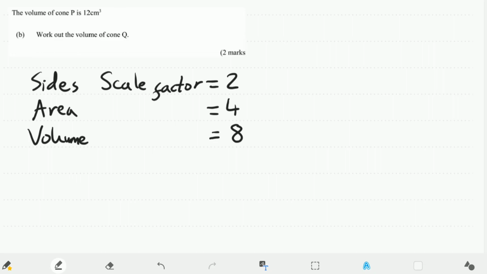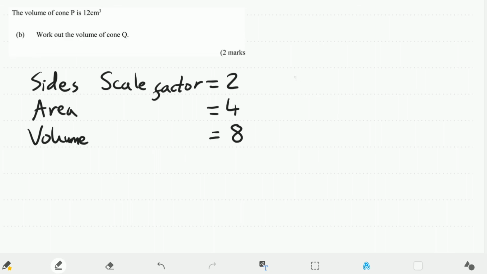All right. An easy way to remember how the scale factor changes is by looking at the units. So over here we have centimeters cubed. So what we're doing is we are going to cube our normal scale factor. So this was from the previous part of the question. It says work out the volume of cone Q.